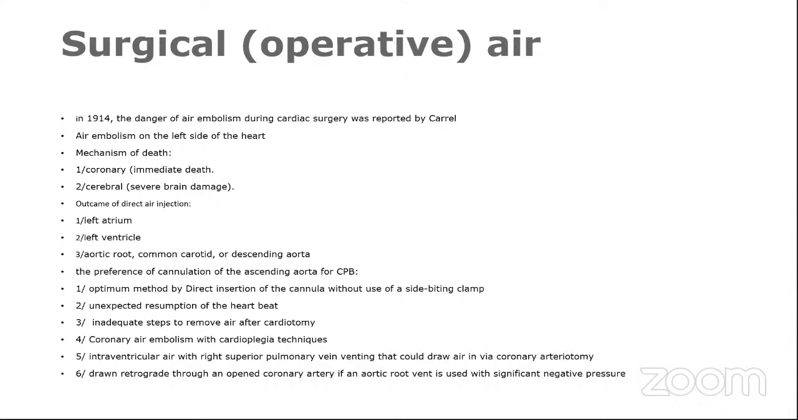The preference for cannulation of the ascending aorta during cardiopulmonary bypass is to optimize the method by direct insertion of the cannula without using a side-biting clamp, because once we have a side-biting clamp and we open the aorta, that will trap air and may cause air embolism.